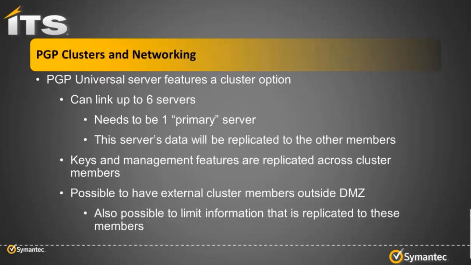So I mentioned clustering a little bit already. Let's talk about that more. There's a cluster option on the PGP Universal Server. You can link up to six, but you need to have at least one primary server. And that's again the one controlling everything. Anything that's put on that server, and there's replication to it or from it, is pushed to the other servers, the cluster members. We call it, of course, replication. So again, one server has to be controlling everything. I actually have a demo coming up here, and I'll show you the clustering option and how it works.